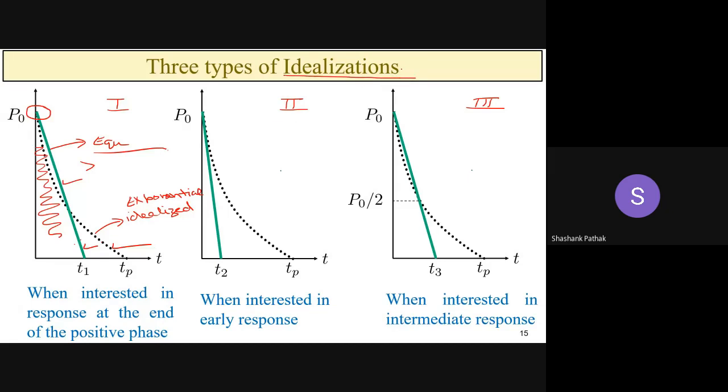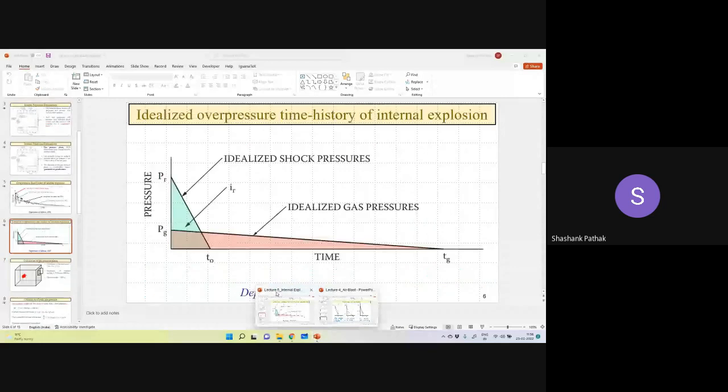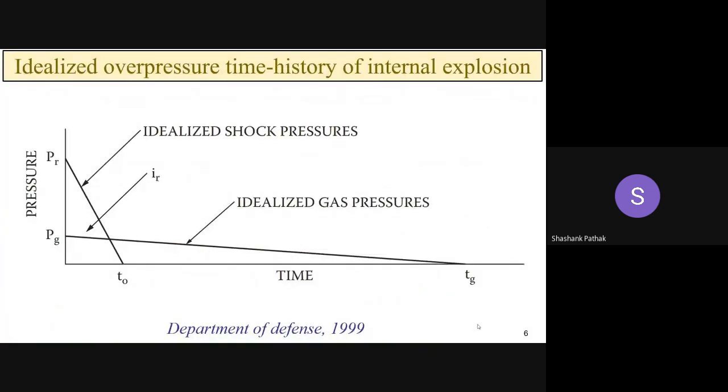This idealization is very important when we talk about the industry. Those doing research where blast is not very important but has some contribution can also use this linear idealization, I agree. But in industry, you will mostly find this kind of linear idealization. So similar idealization has been done for the idealized overpressure time history of internal explosion. There is a shock pressure phase like this, and then an idealized gas pressure. Now the time is over.